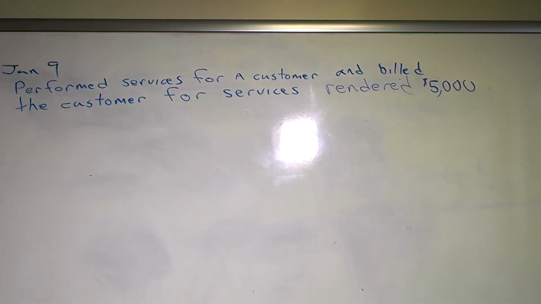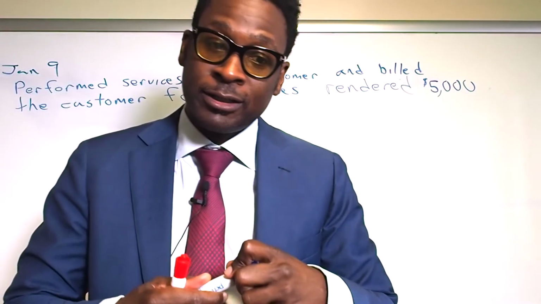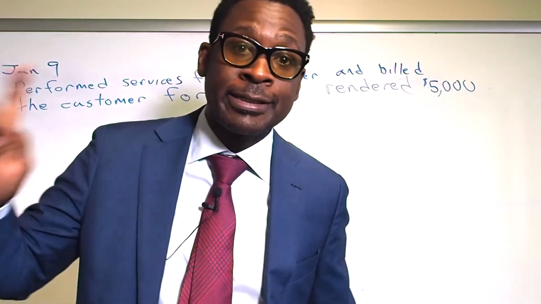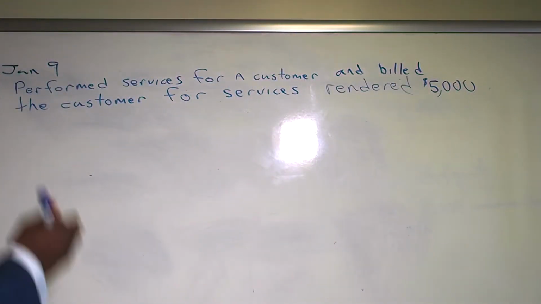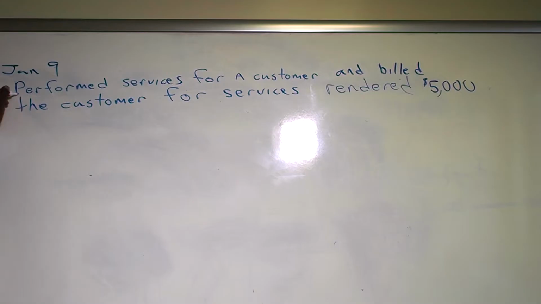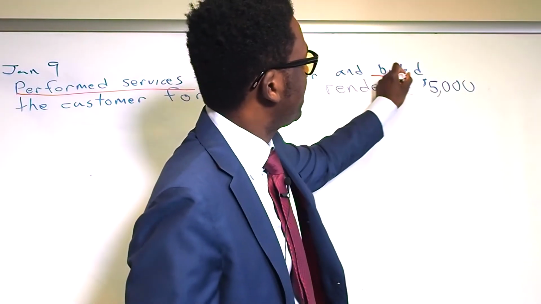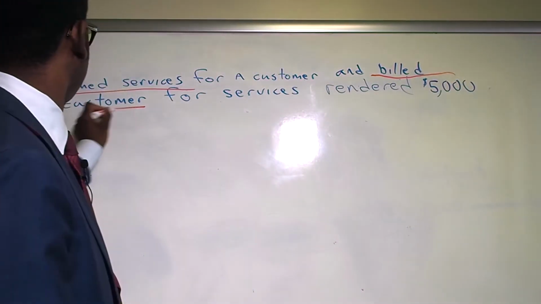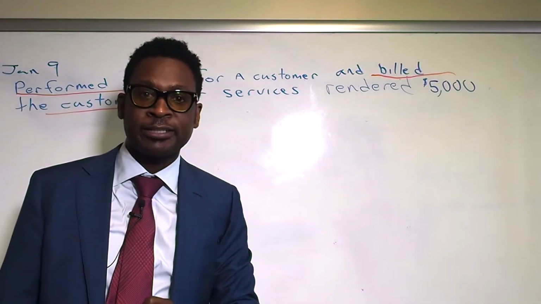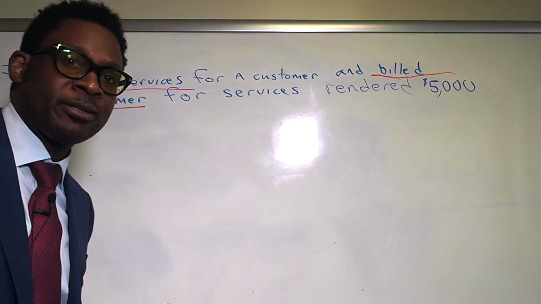Transaction number 4. January 9th. Perform services for a customer and bill the customer for services rendered, $5,000. All right, gang, let's rock and roll. We know what we're doing. Keywords. So, what are the keywords? Perform services and bill customer. Let's take that one. Bill customer. Perform services and bill customer.